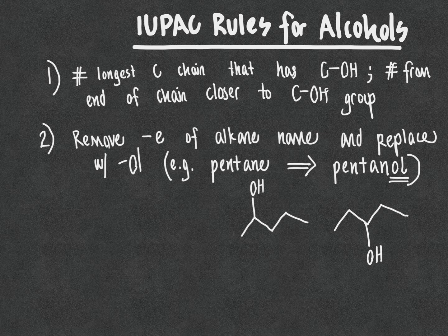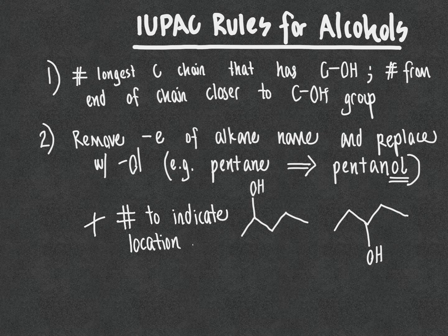So once we come up with the parent name, we need to indicate a number to designate where the hydroxy group, OH group, branches off of the parent chain. So we're going to number to indicate the location of the OH group on the parent chain, numbering from the end closer to where that alcohol group is, per what we saw in step 1 of nomenclature.